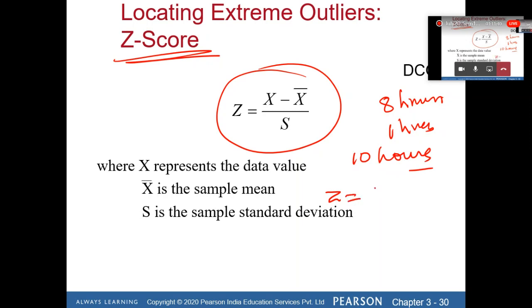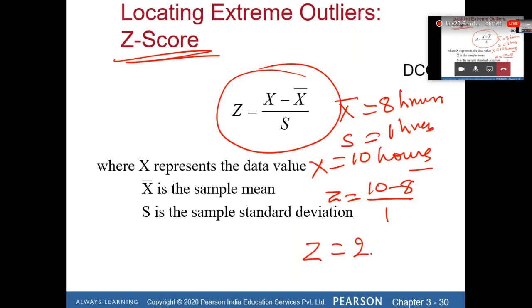So calculate Z: 10 minus 8 divided by 1. 10 is the X, 8 hours is the average working hour, and 1 hour is the standard deviation. So I have calculated my Z value is 2. If my Z value is 2, you can get the pertinent percentage by using a Z distribution table.